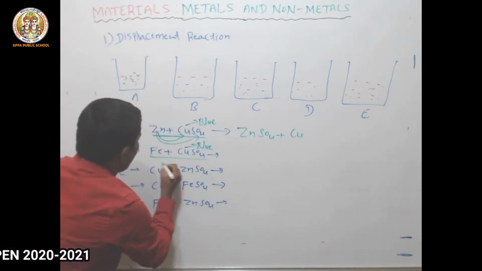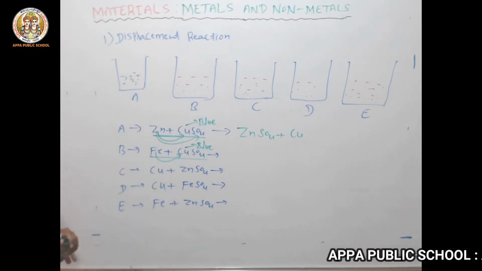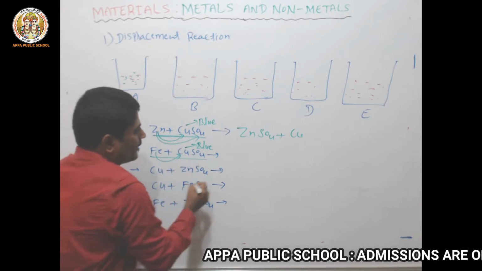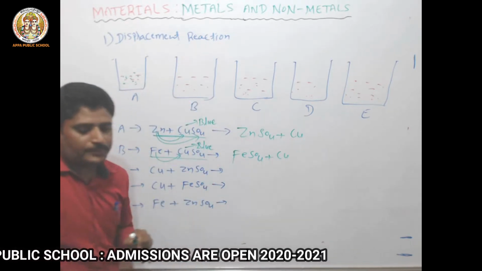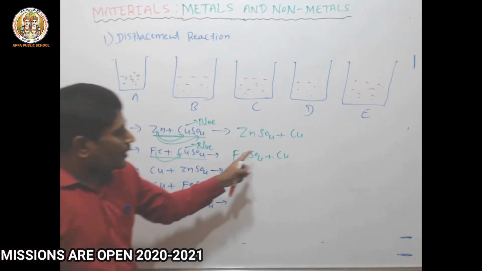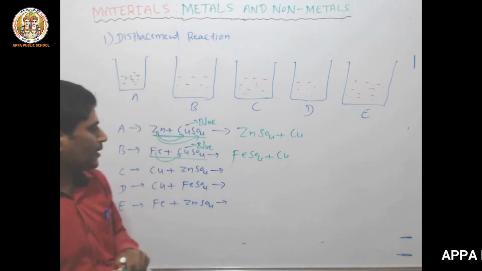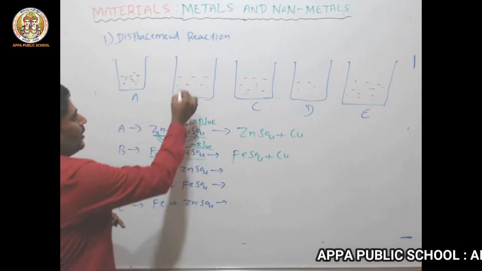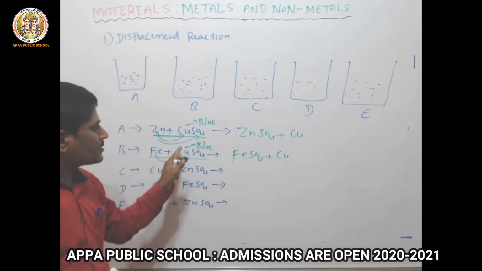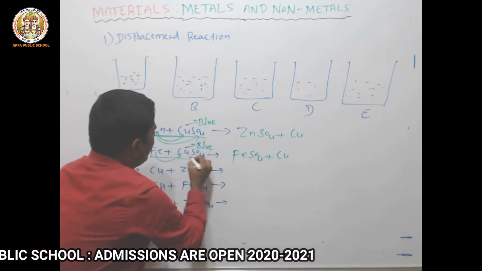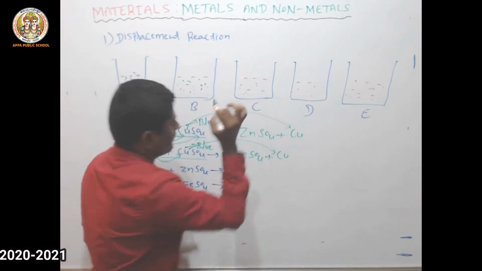Next, in the same way, iron displaces the copper. It means the reaction is iron sulfate plus copper. Here also copper gets separated. Next, beaker B: the changes take place here too. The iron displaces the copper, and after displacing, the copper gets separated.